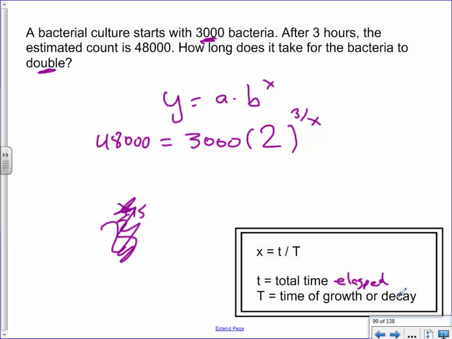Elapsed. What's that? PV4. Elapsed. There you go. You're having a hard morning so far.